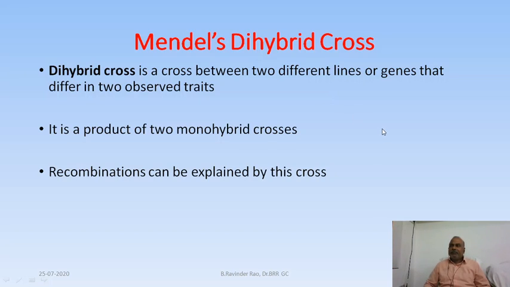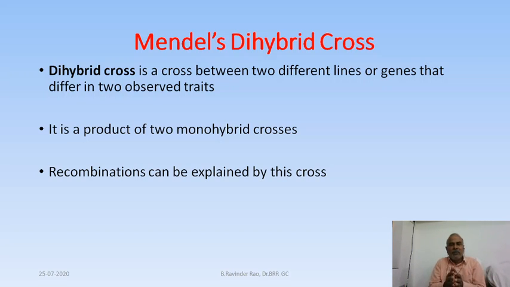Mendel's dihybrid cross. Mendel conducted the dihybrid cross to find out the inheritance pattern of two characters simultaneously. One character he already found results in a phenotypic ratio of 3:1 and a genotypic ratio of 1:2:1. A dihybrid cross is conducted to find out the inheritance of two characters simultaneously. Strangely, he found that a dihybrid cross is a product of two monohybrid crosses. Exactly, it follows statistical principles.